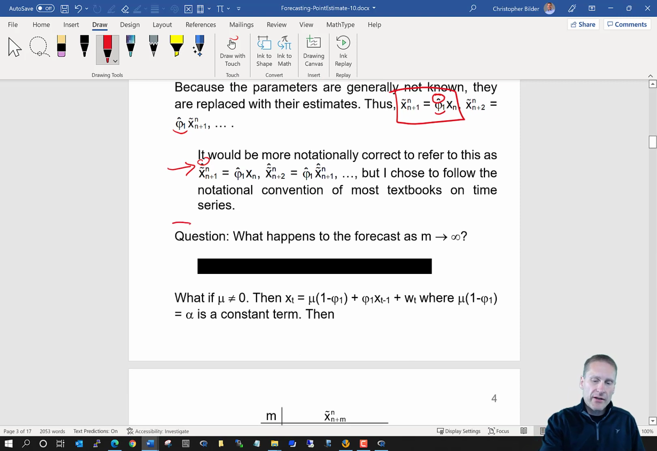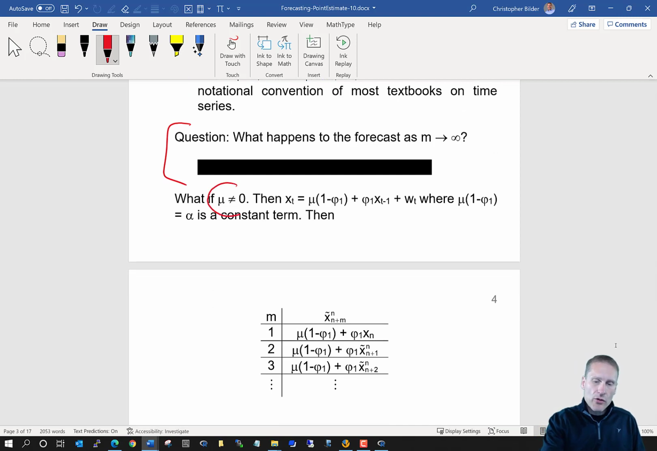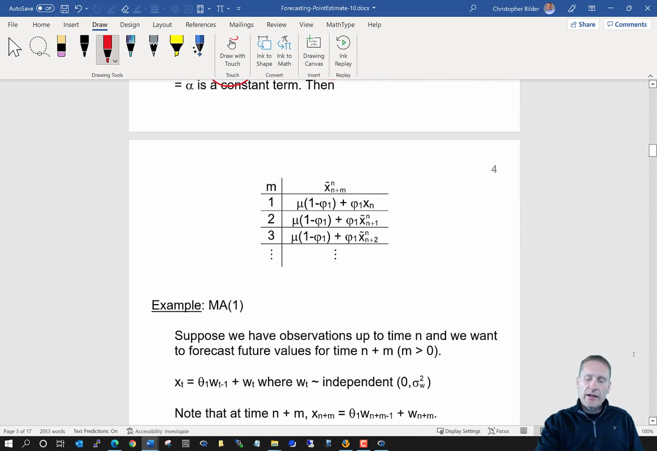Okay, so a question here. What happens to the forecast as m goes to infinity? We've just talked about that. We're going to 0. But if mu was not equal to 0, this is what our model will look like. And notice we would always have this constant out in front. So instead of going to 0, the forecasted values are going to go to mu times 1 minus phi1 as m increases.